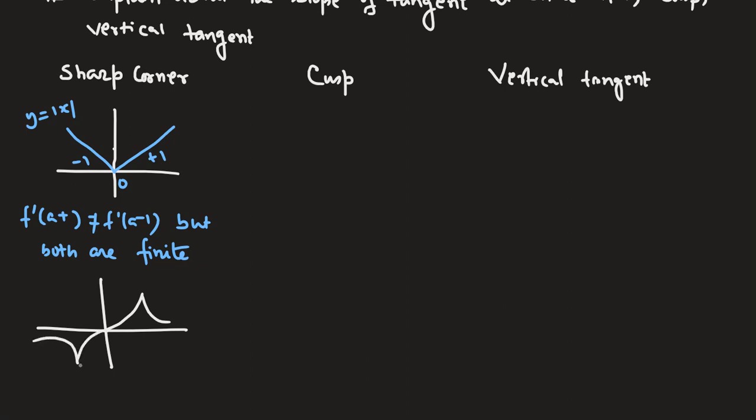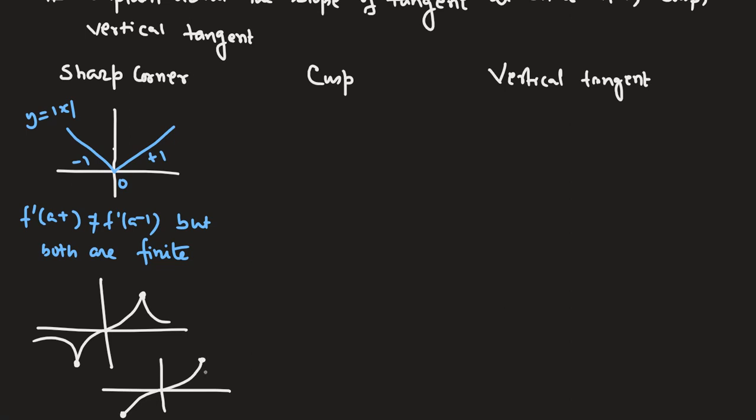Now if you consider y is equal to sin inverse x, you notice that at the end point we have the sharp corner, so the tangent does not exist.